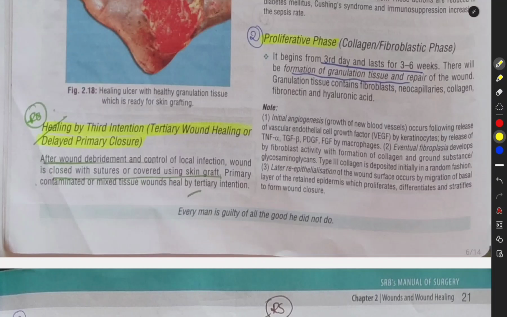After wound debridement and control of local infection, we will use sutures or a skin graft after some time. So it is called delayed primary closure. Primary contaminated or mixed tissue wounds heal by tertiary intention.